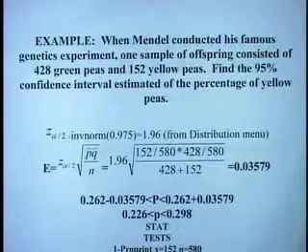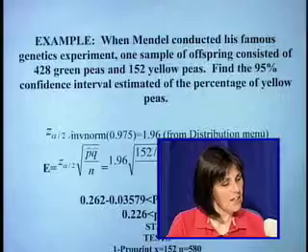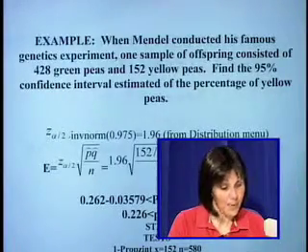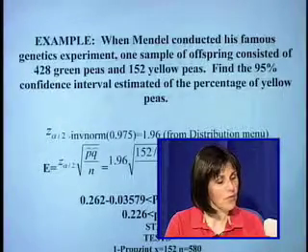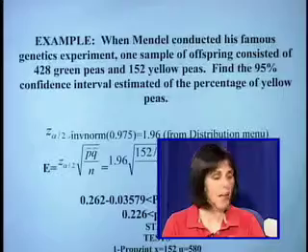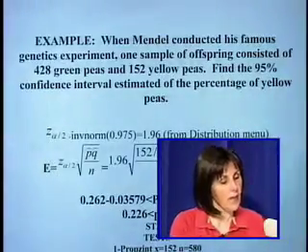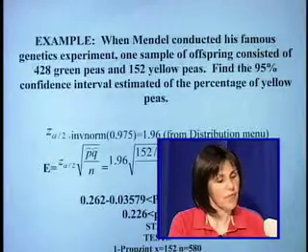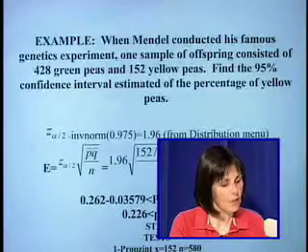I have a situation where Mendel conducted his famous genetics experiment. One sample of offspring consisted of 428 green peas and 152 yellow peas. So we are talking about two types. The question is, find a 95% confidence interval estimate of the percentage of yellow peas. So we are looking for the confidence interval for the yellow peas.